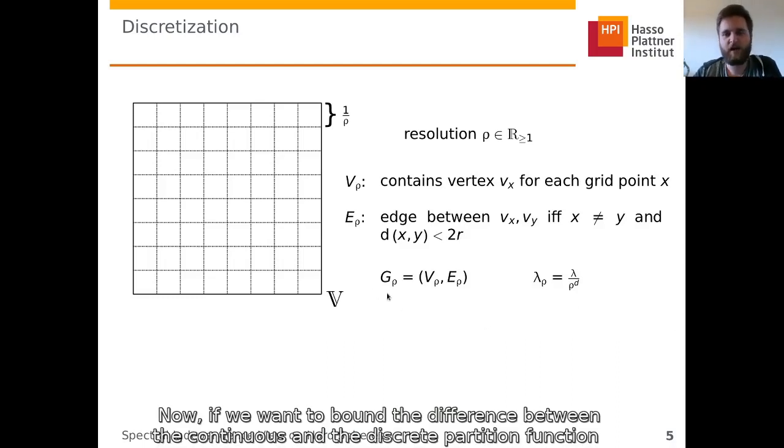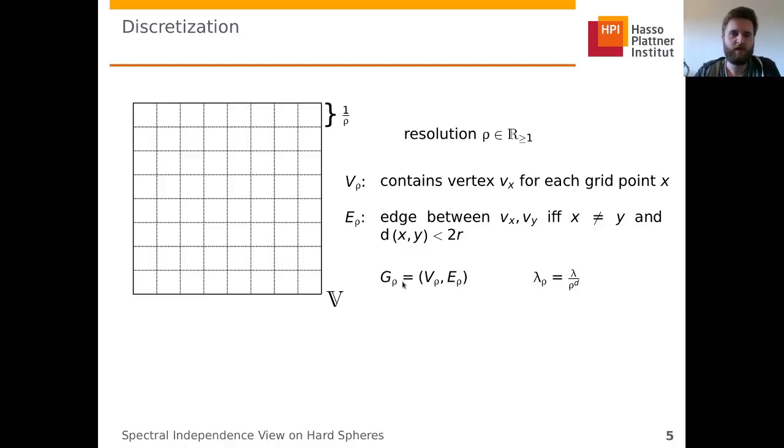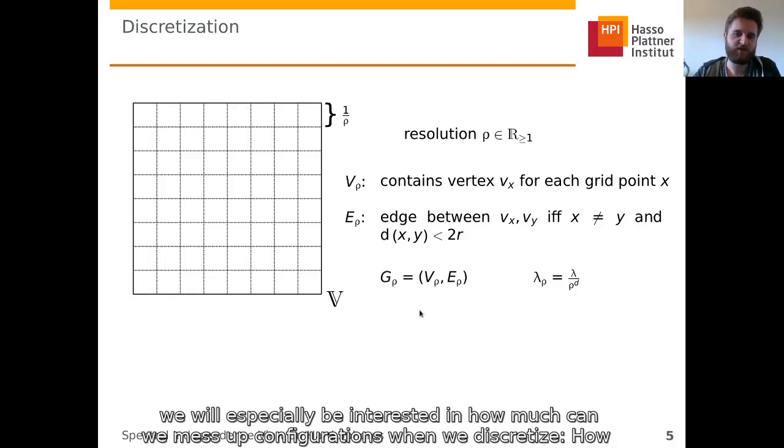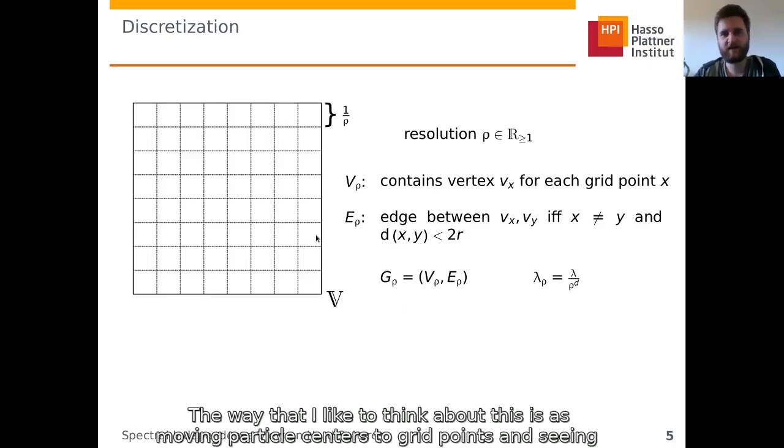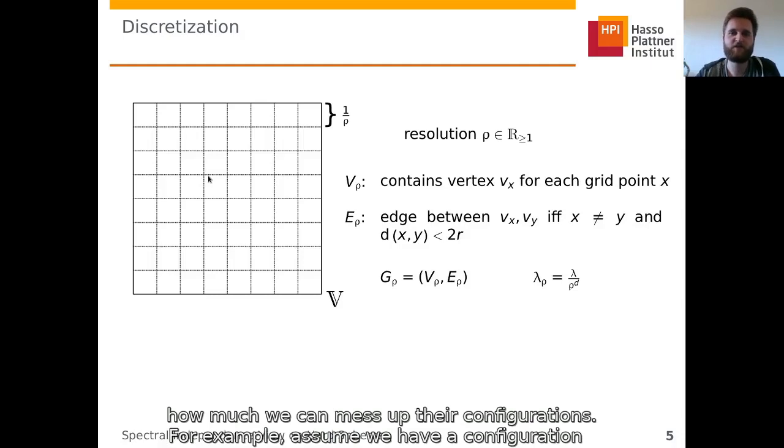Now, if we want to bound the difference between the continuous and the discrete partition function, we will especially be interested in how much we can mess up configurations when we discretize. So how much can we turn valid to invalid configurations or the other way around when discretizing. And the way that I like to think about this is as moving particle centers to grid points and seeing how much we can mess up their configurations.